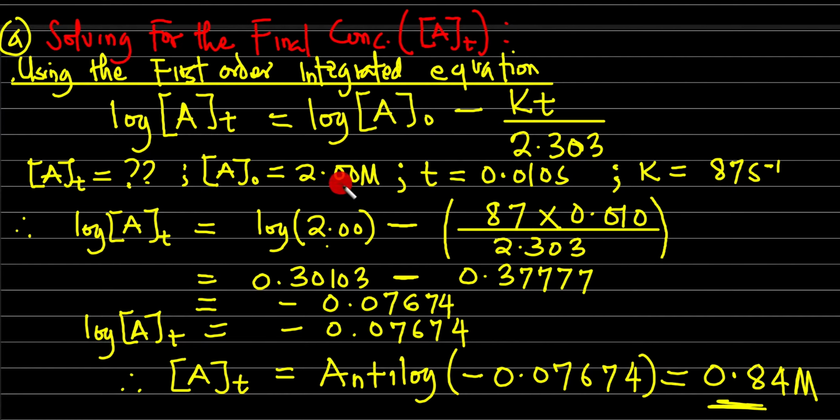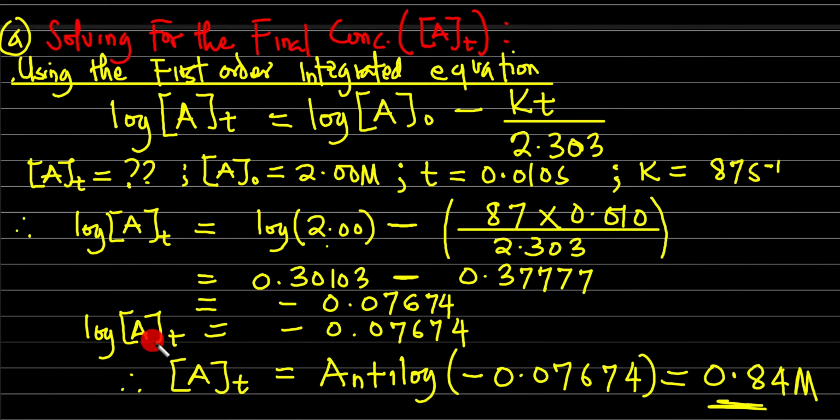log A naught, you insert 2.0 into this place, minus our K is 87 times our time is 0.01 seconds divided by 2.303. Now when you press your calculator, log 2.0 is 0.30103 minus, if you evaluate what we have inside the brackets, we have this. Now this becomes equals to minus, if you actually subtract this from this, this is what you're going to have. So log At is equals to minus 0.07674. Okay, so log At equals to this.